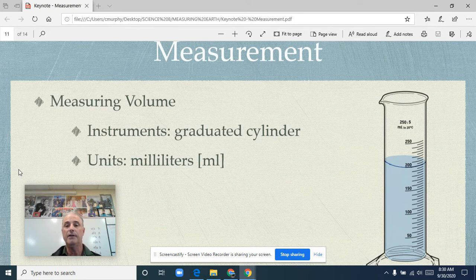When you're reading the graduated cylinder, the biggest thing you have to remember is you have to get right even with the lines on there and take a look at where the meniscus is, or that little dip in the water. Make sure you're measuring to the bottom of that because that's the most accurate way to measure.